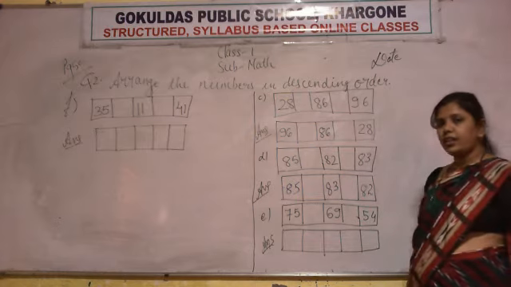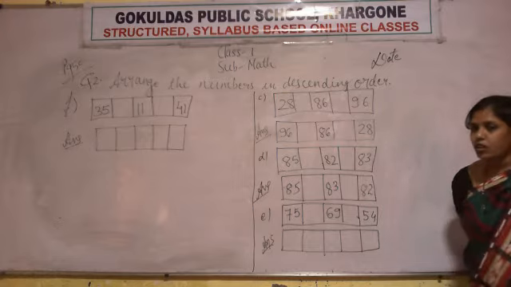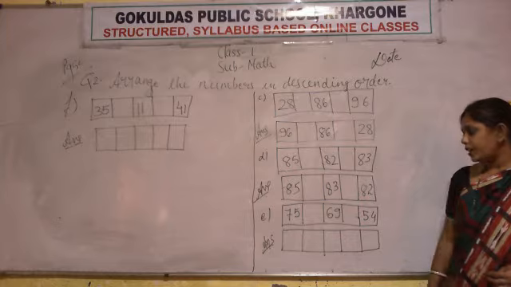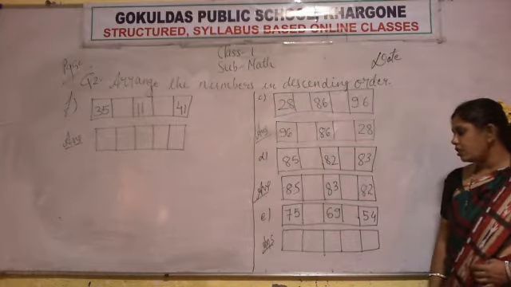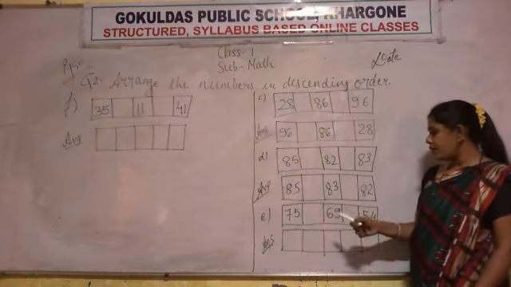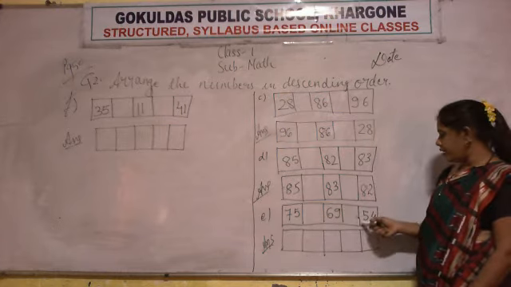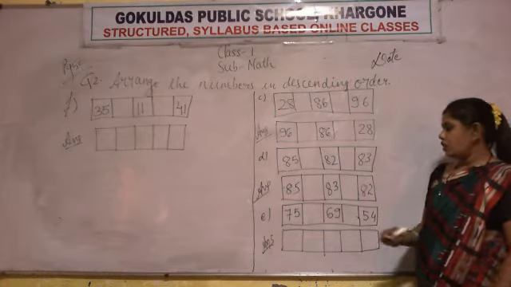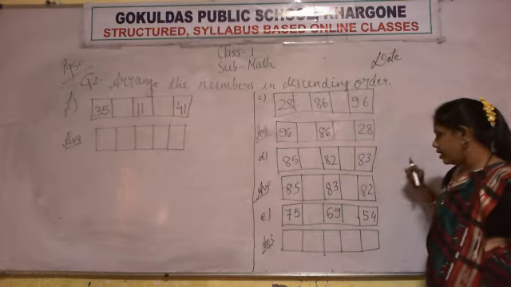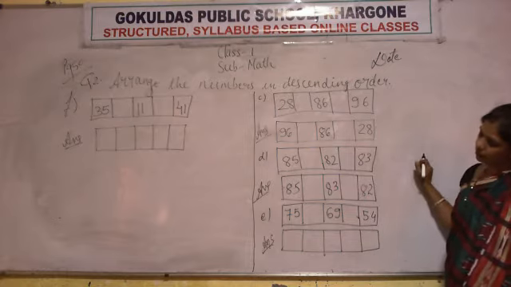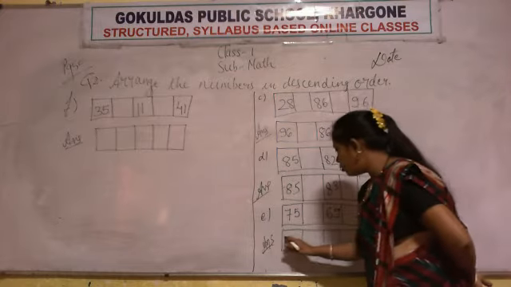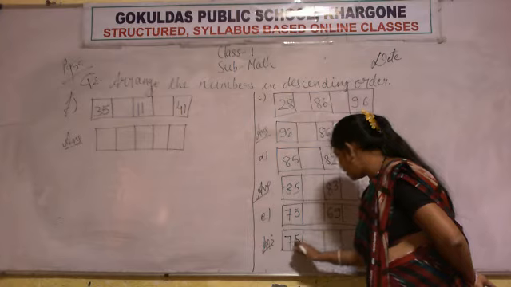Okay. Now check the next question, E. First of all, we will read the numbers. The numbers are 75, 69 and 54. Identify which is the biggest number among the three. It is 75. Very good. So 75 will be as it is.